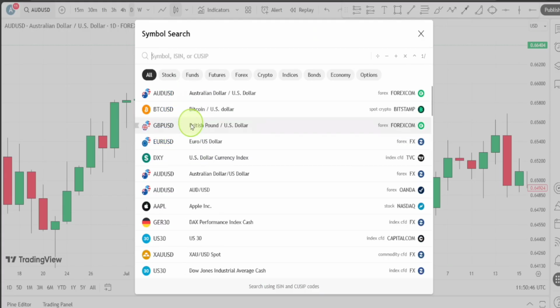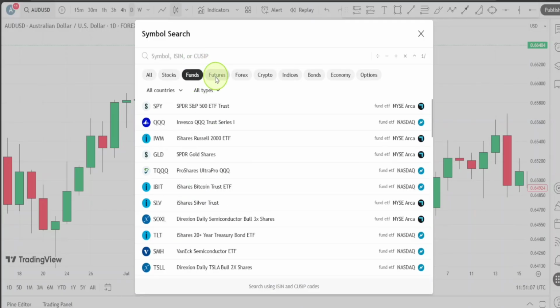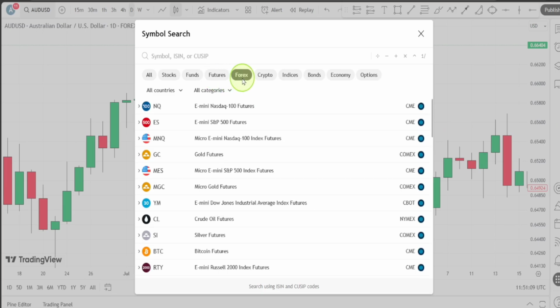Let's say you want to trade stocks, you can select the stock that you want to trade. You can come here, we have stocks here, and you can see we have Tesla stock, we have Nvidia stock, we have Apple, we have Meta here, we have Amazon, AMD right here. So every stock that you want to trade, you can use this platform to read the chart and trade. We have funds also here that you can trade. We have futures here you can trade, and we have Forex here you can trade.